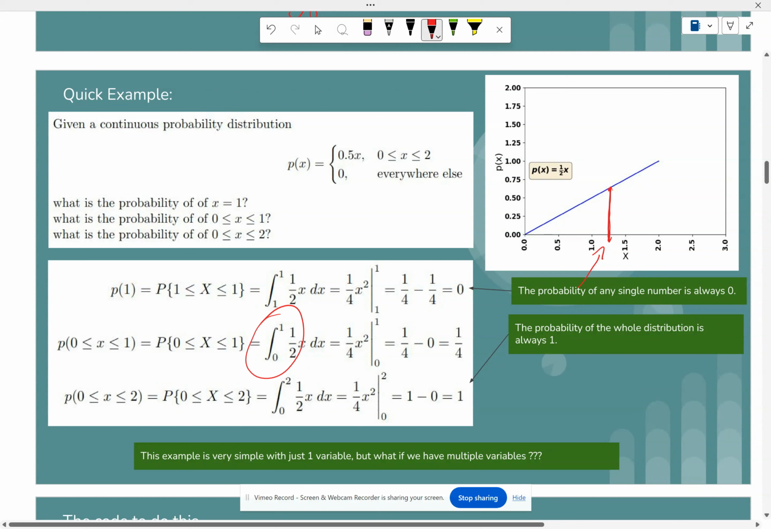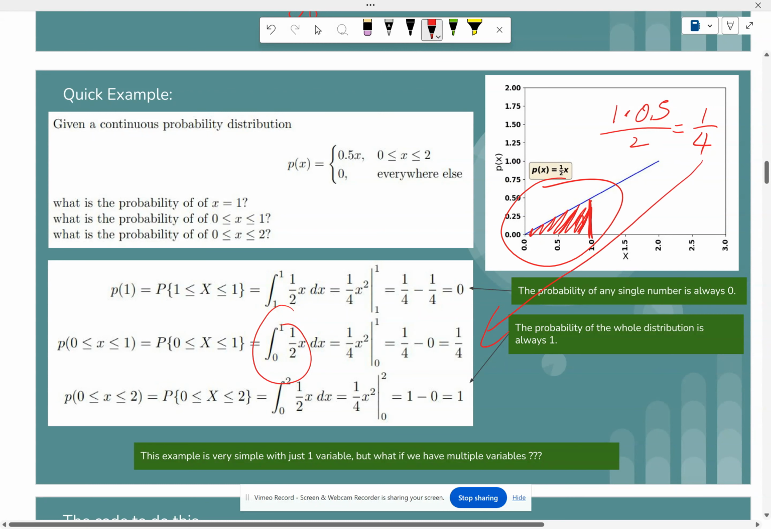This particular case from 0 to 1, it's actually the area of a triangle. So you can take the integral, you get the area. The area is pretty easy to find. It's 1 times 0.5 divided by 2, which is a quarter. So you can see it matches. I just used the area of a triangle this time, but in theory you should be using the integral.